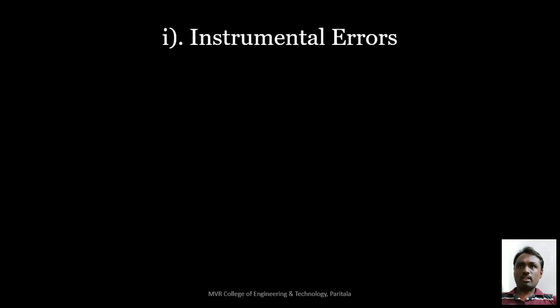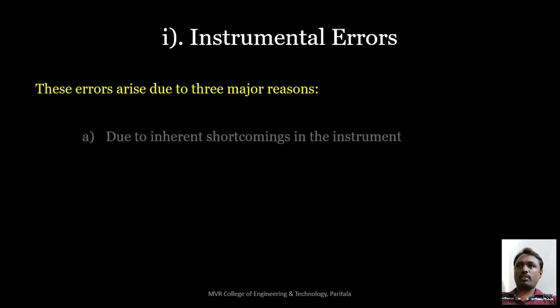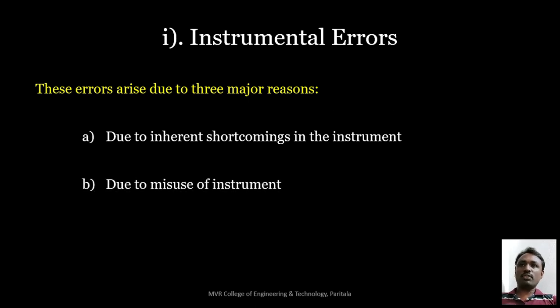instrumental errors. This also has a classification. So why will these errors occur? The first one, due to inherent shortcomings in the instrument. Inherent shortcomings means large frictional elements like springs, all those things. We can discuss that in detail. The next one, due to misuse of the instrument. Maybe a well calibrated instrument cannot give accurate or precise results with an unknown user. So that is due to the misuse of the instrument.